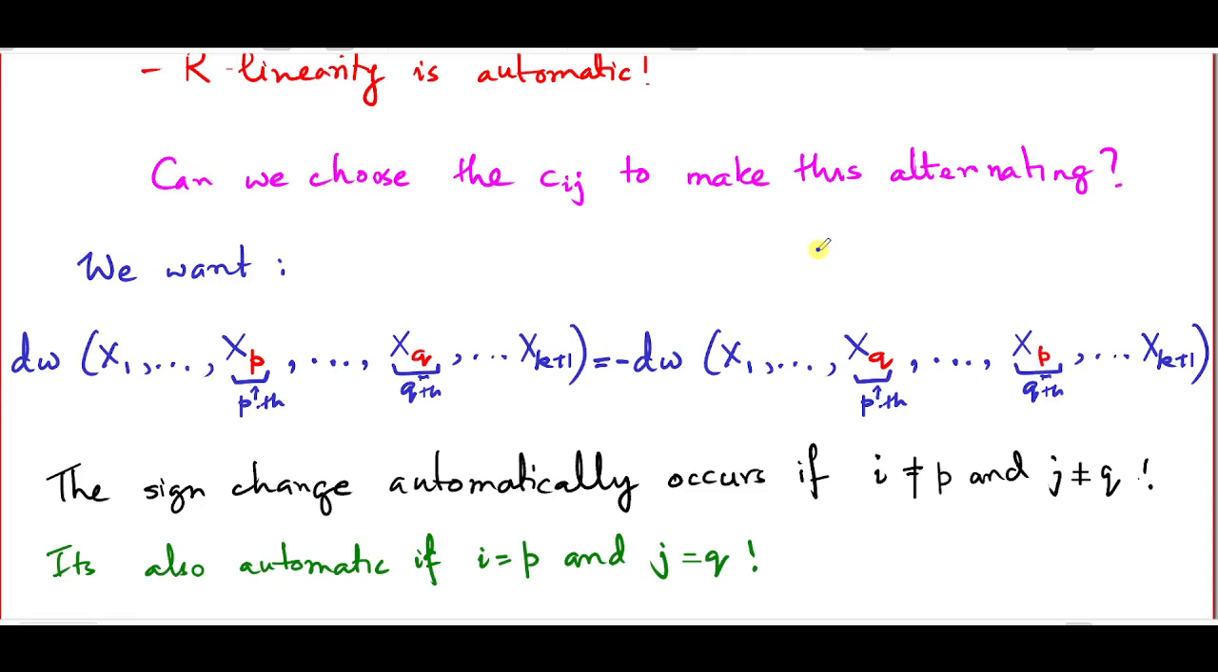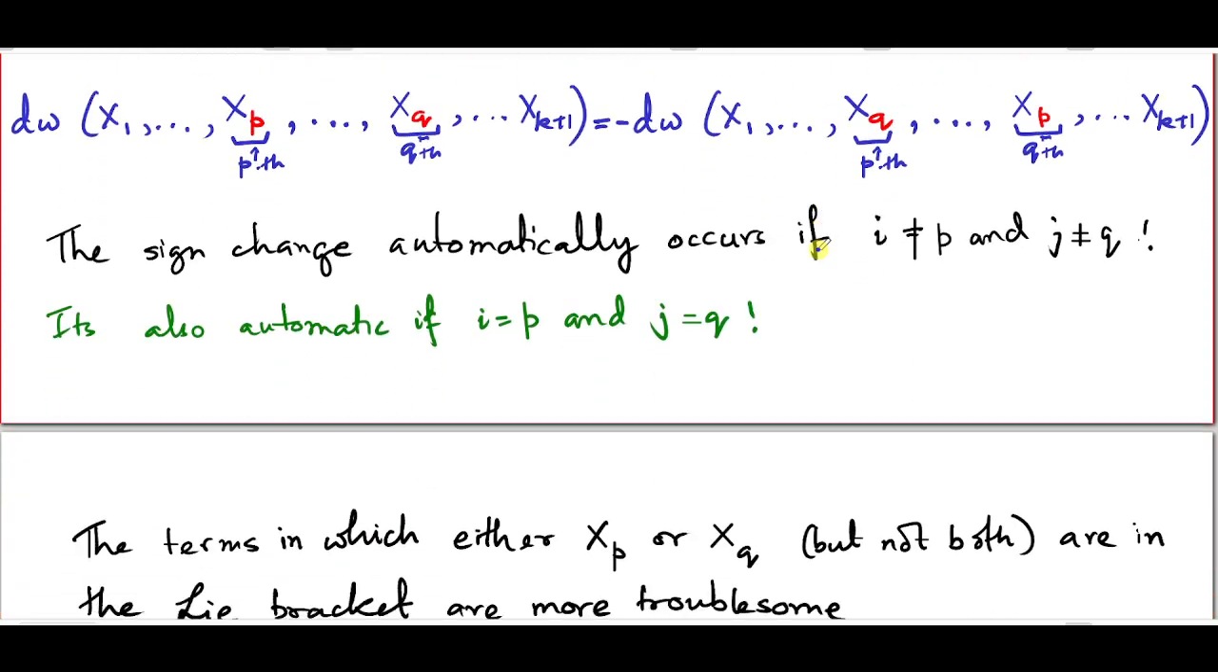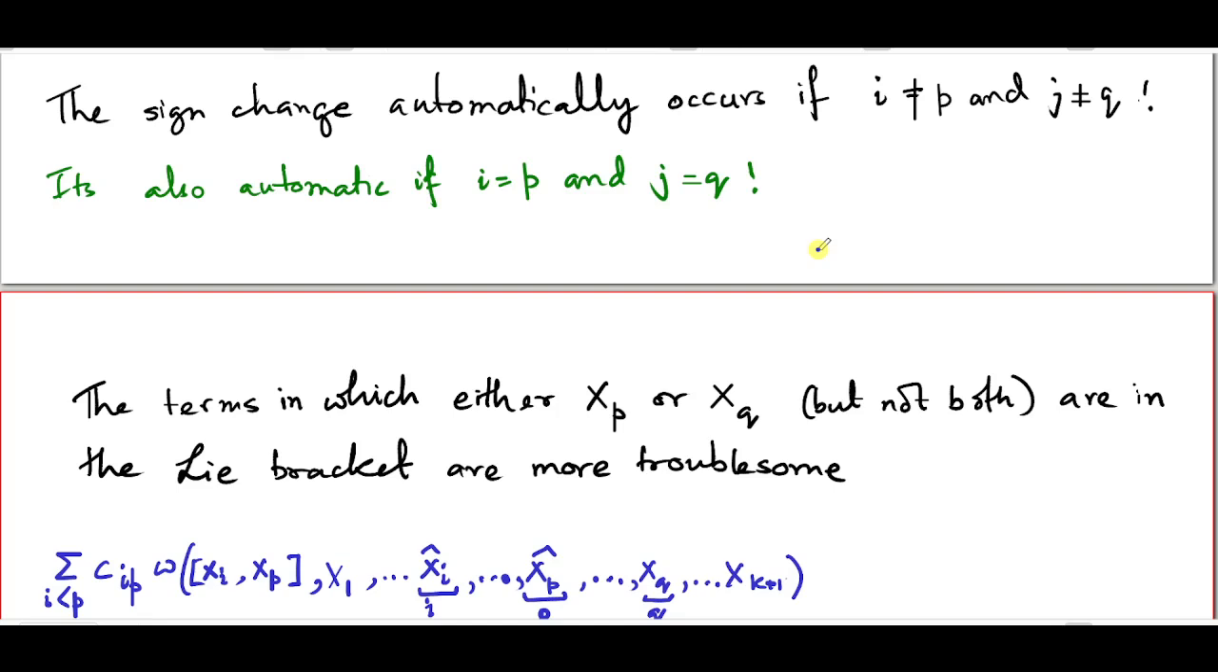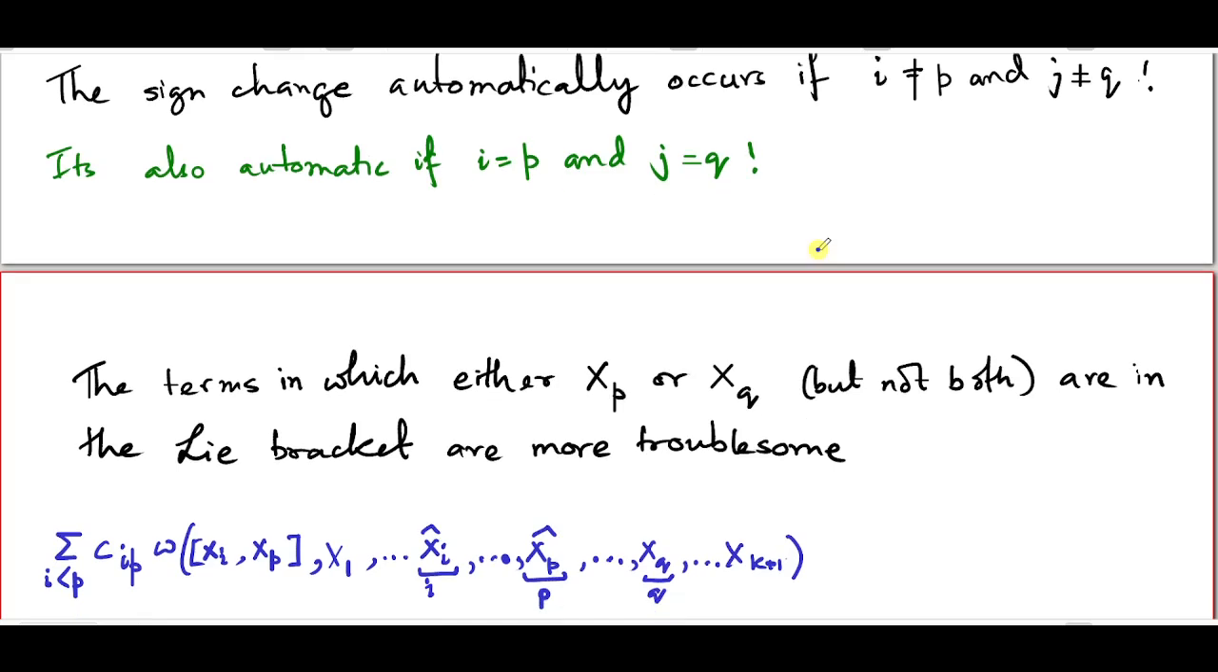Now, let's begin with the terms which have Xp in the Lie bracket. The most obvious one of them will be where you have i less than p and Xi, Xp is sitting in the Lie bracket. Xi is missing.